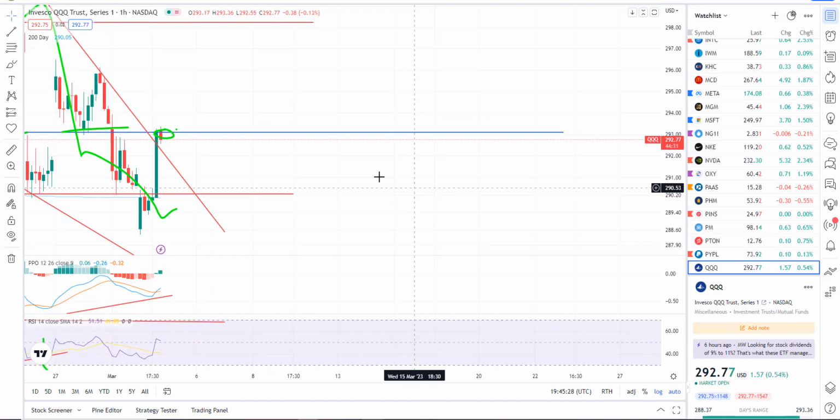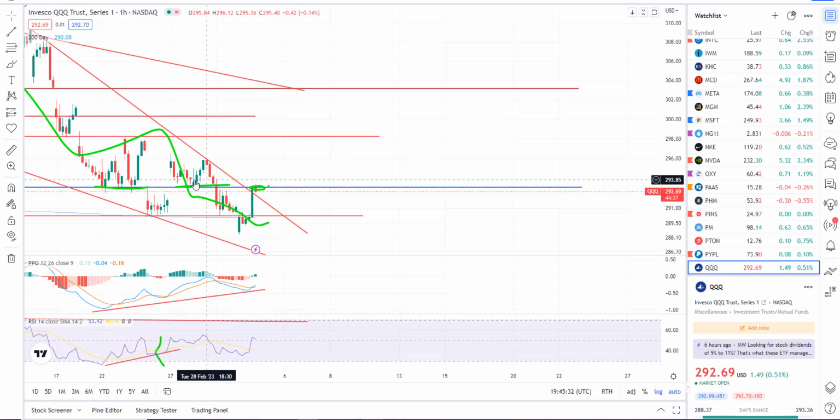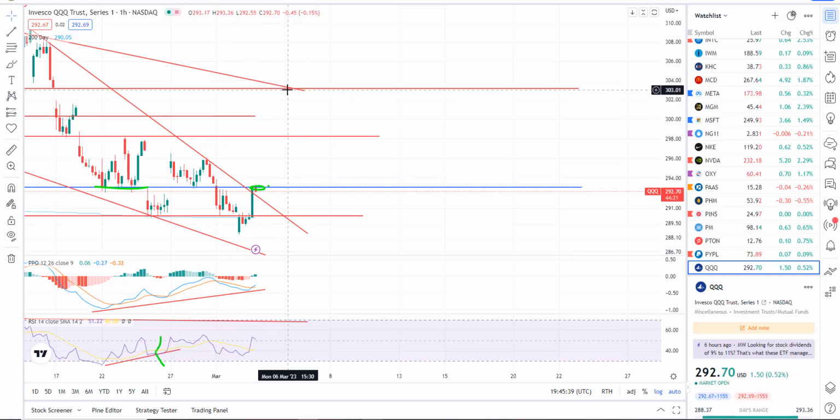But as of right now, zooming in, we're still just getting rejected at that 293 area. So an impulsive breakout and close above 293 should carry us up to about 303. Okay, so there's a short-term trade.